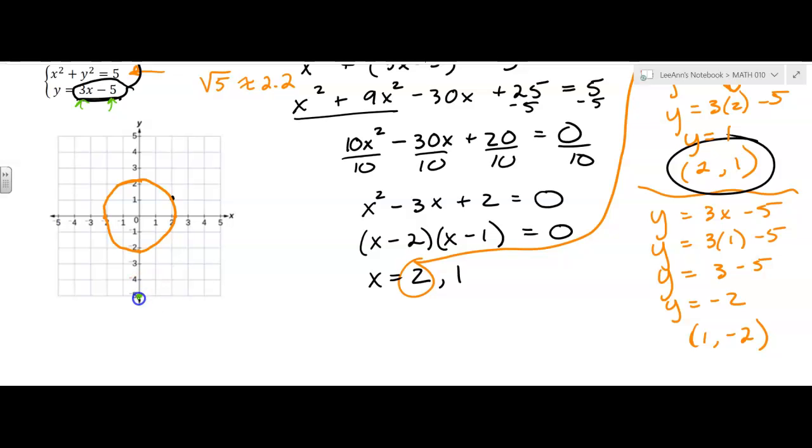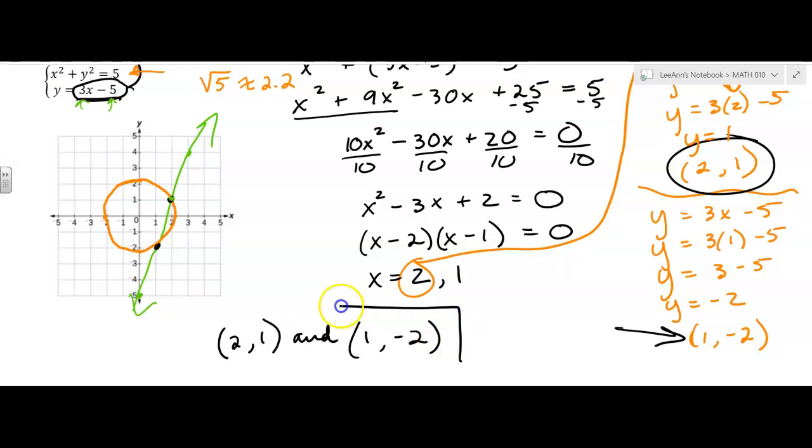But the green line's where I messed up. I have to go up 3 and over 1. There we go. I'd only gone up 2. Okay, so that works a little better. Now it's actually going through the point. And of course, you wouldn't necessarily get integer answers here, but that one does. The other point was (1, negative 2), and that's right there. And you can see my circle's off, but that's what it would have been. So the solutions are (2, 1) and (1, negative 2). Okay, for good pictures, look in the textbook.